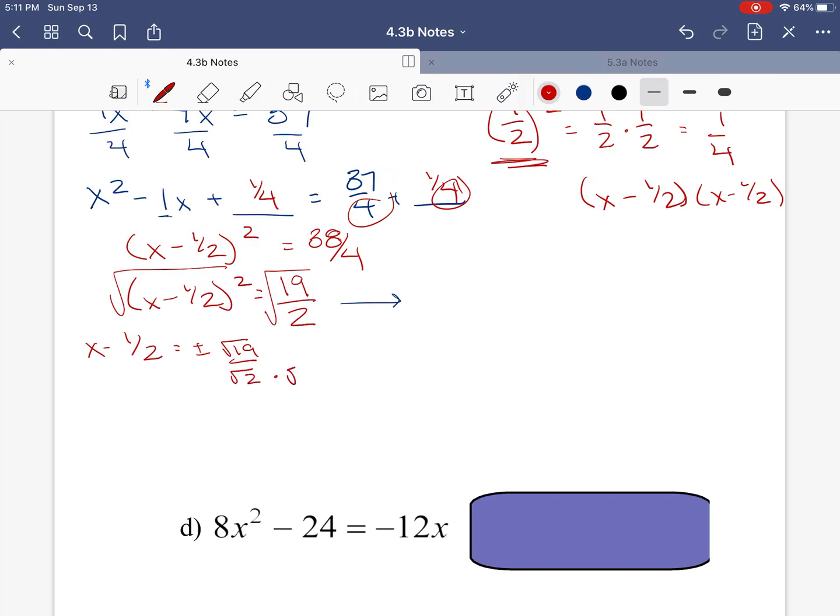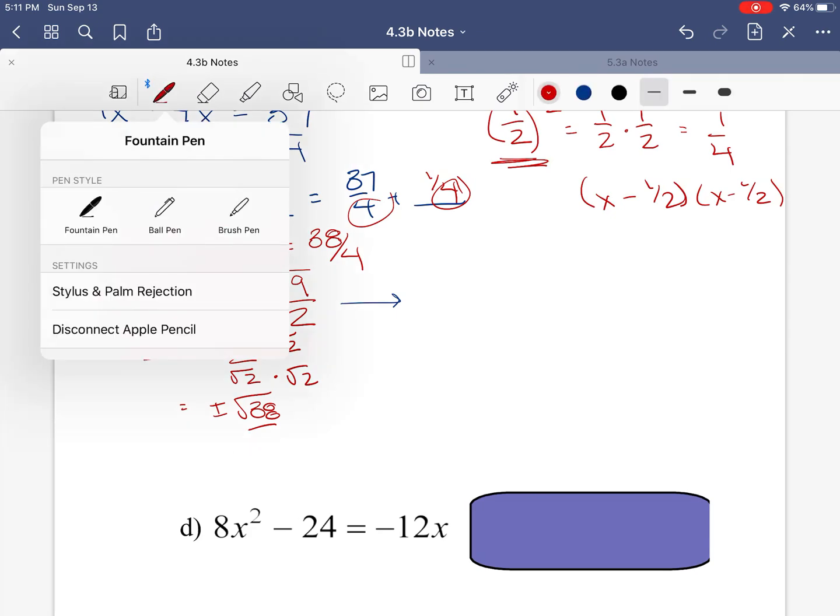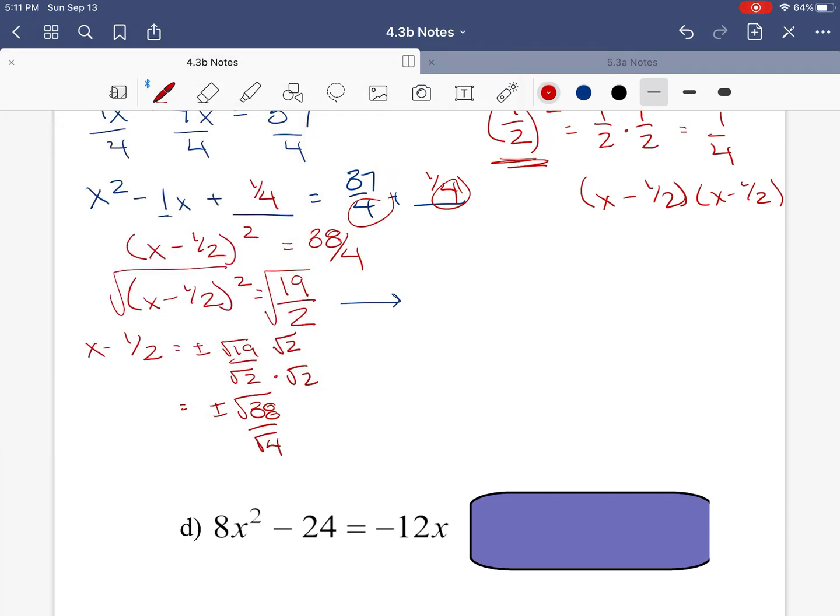Remember, we cannot have radicals in the denominator, so I'm going to rationalize. And that's going to give me plus or minus root of 38 over root of 4, which is going to be plus or minus root of 38 over 2. X minus 1/2 is happening the whole way along. And so you would split your pieces.